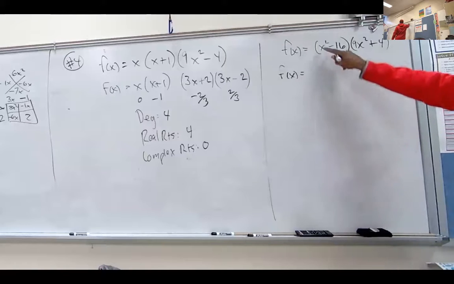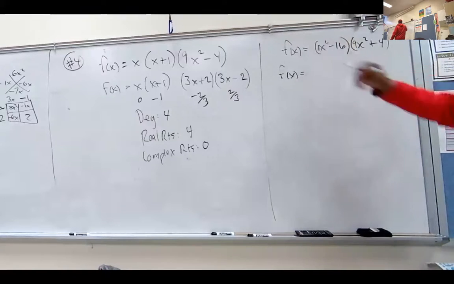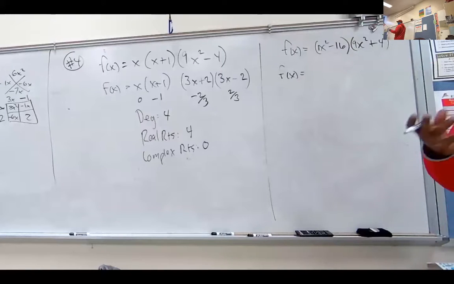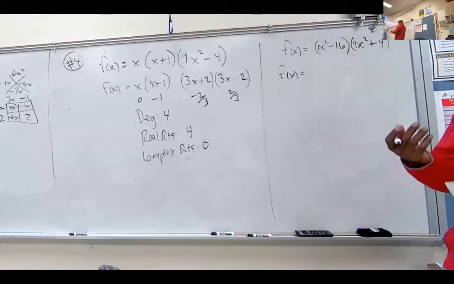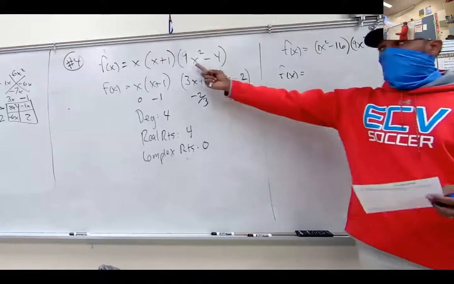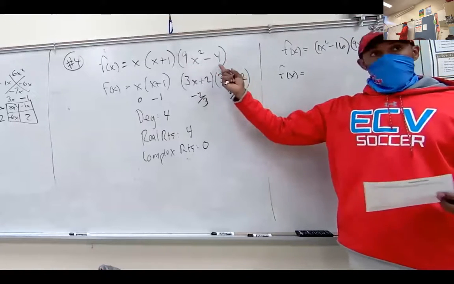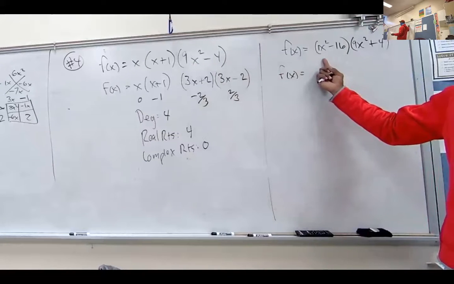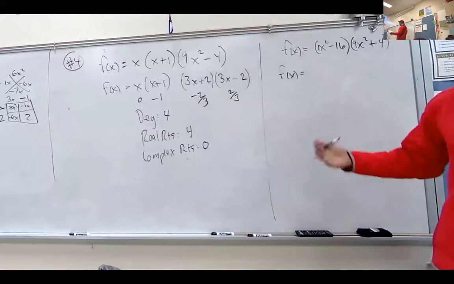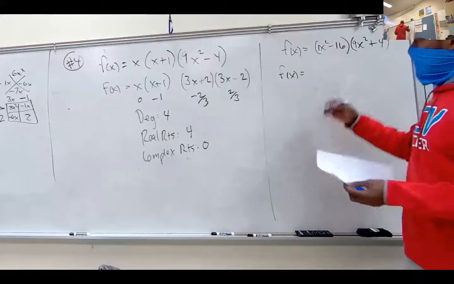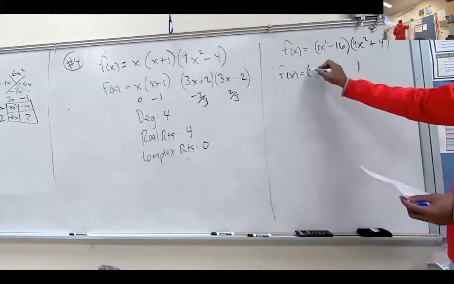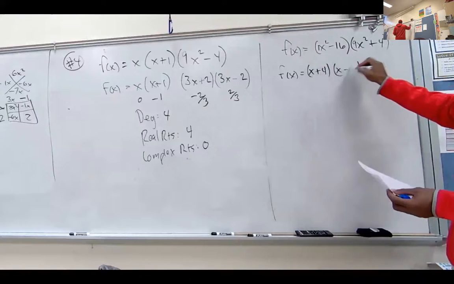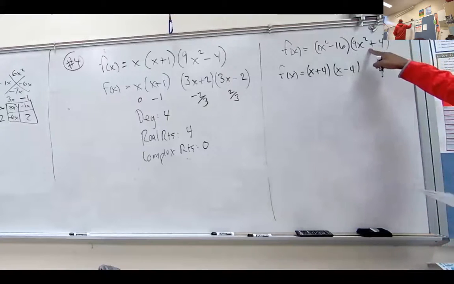Yeah, because what number is that? 16. Is 16 a perfect square? Just remember, perfect squares are numbers that I can square root. What's the square root of 9? 3. What's the square root of 4? 2. What's the square root of 16? 4. What's the square root of 1? 1. So if you can square root it and you get a whole number, that's a perfect square. So what are these two factors here? x and what? Plus and minus 4.